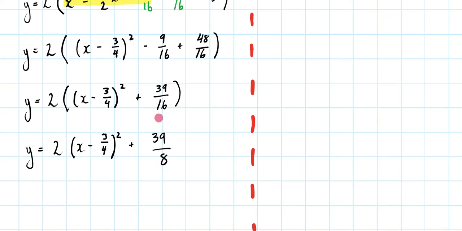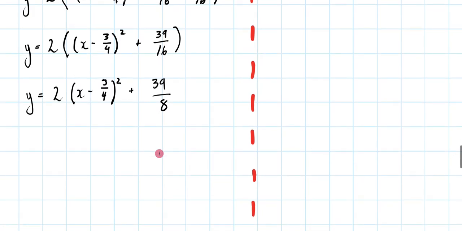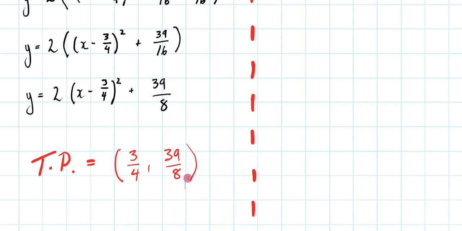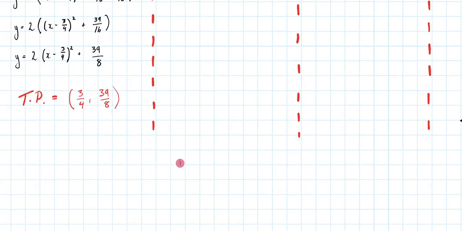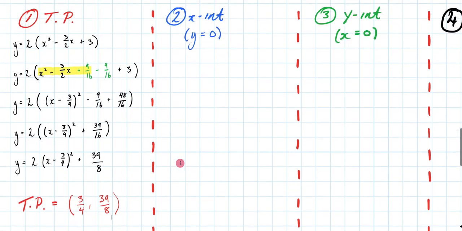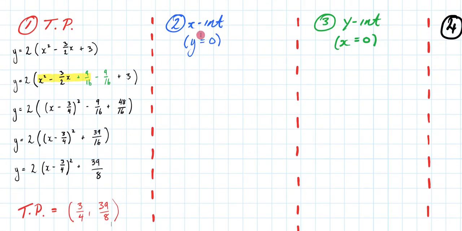Having done this now, I can tell you what my turning point is going to be. My turning point will be positive 3 over 4, comma, 39 over 8. Perfect. So now we have my turning point. So let's now move on to the next part, which is finding my x-intercept.